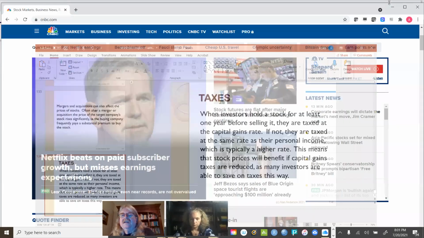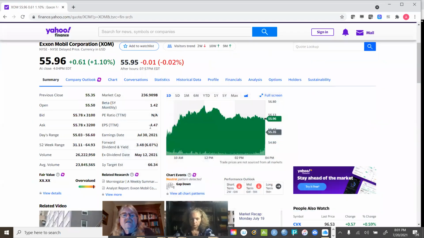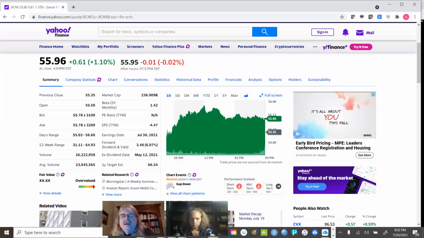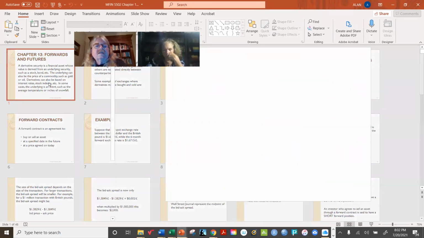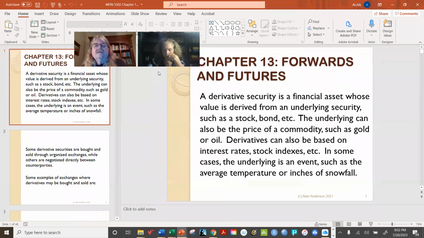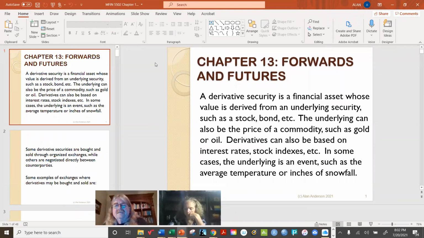All right, that's enough of that. Now let's switch our attention to the first of our discussions about derivative securities, which are primarily hedging instruments, which means they're designed to reduce risk. Okay, so the first and simplest of the derivatives are forward and futures contracts. So let's start by noting that a derivative security is a financial asset whose value is derived from an underlying security such as a stock or a bond. And in fact, that's where the name comes from. Derived from other assets. It's a derivative.